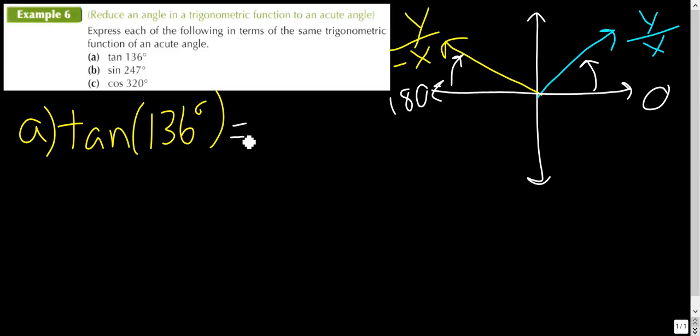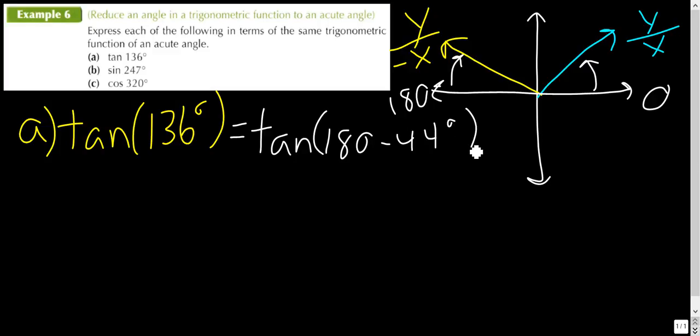Well, the tangent of 136 is the same thing as the tangent of 180 minus 44 degrees. So what I did is I actually moved 44 degrees backwards. So what if I move 44 degrees forward? What happens? Well, you can see their slopes are opposite. This is the same thing as the opposite of the tangent of 44 degrees.